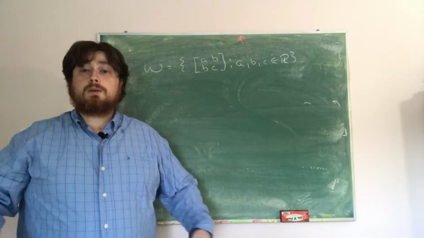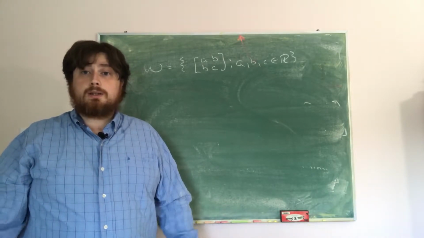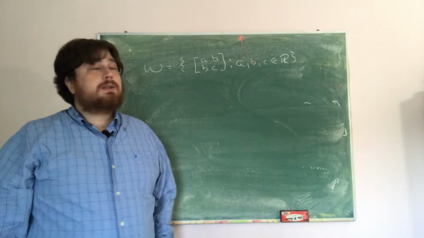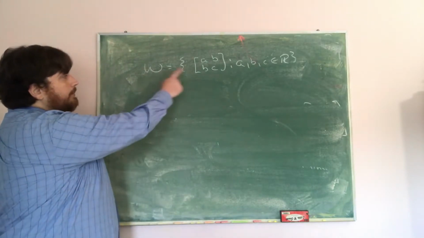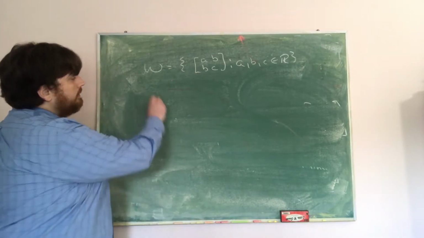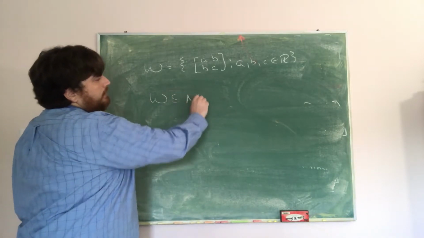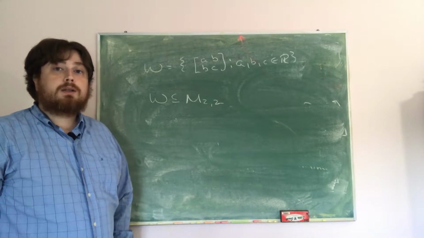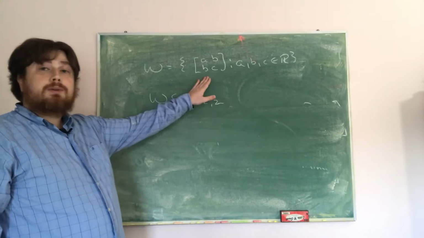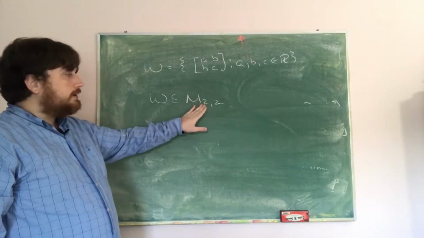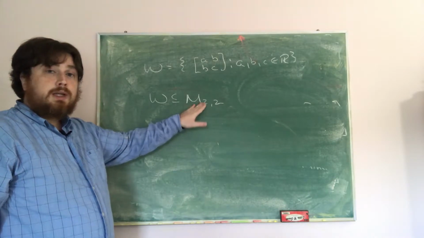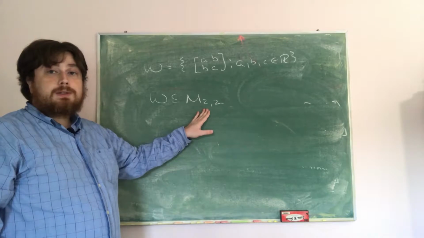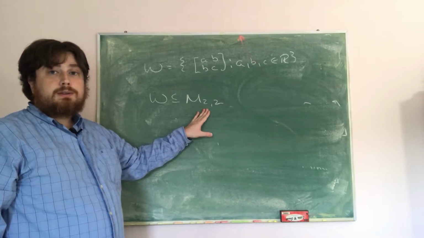Alright, as we're working with W, we need to show that it is a subset of our vector space and that it is a non-empty subset. So the first thing we need to notice is, is W a subset of the set of all 2 by 2 matrices? Well, notice that W only consists of 2 by 2 matrices. Therefore, since this contains all 2 by 2 matrices, it contains all 2 by 2 matrices of this form, so W is indeed a subset of the set of all 2 by 2 matrices.